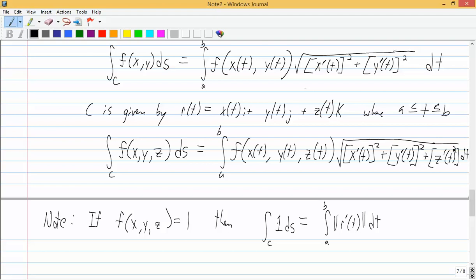Right, because if the function is 1, all this right here is 1, then this right here, the square root of these squared, that's the magnitude of the derivative of r of t. So that's just the length of the curve C, arc length.